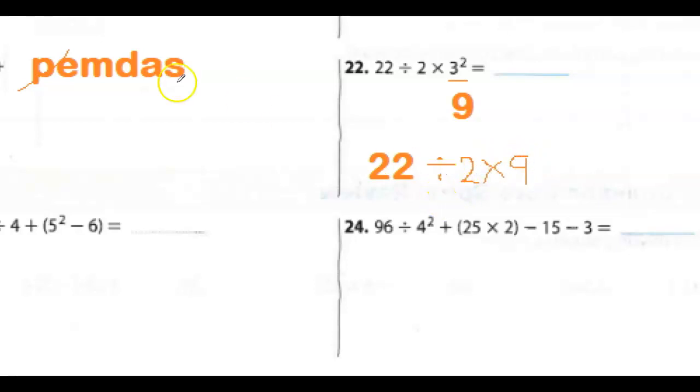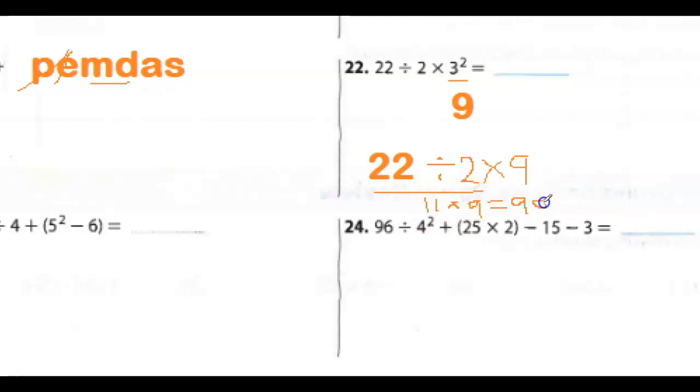So now let's go back to PEMDAS. Do I have exponents? No. Do I have multiplication or division? I do. Which one shows up first? Well, division does. So I'm doing this next. 22 divided by 2 is 11. I bring down the rest of my equation, times 9. Now I have 11 times 9, which equals 99, right?